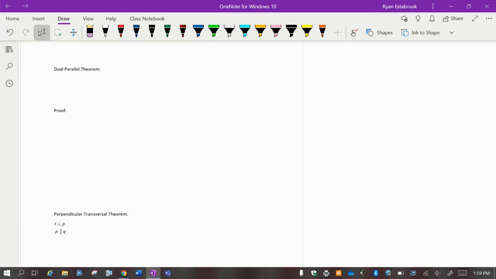As far as other things from this unit, we have what's called the dual parallel theorem, which says that, graph of this one, if we have two lines, like this black line and this black line, both of these black lines are parallel to this blue line. So the top and middle are parallel, L is parallel to M, K is parallel to M, then we can say that L and K must be parallel to each other. So quick proof of that.